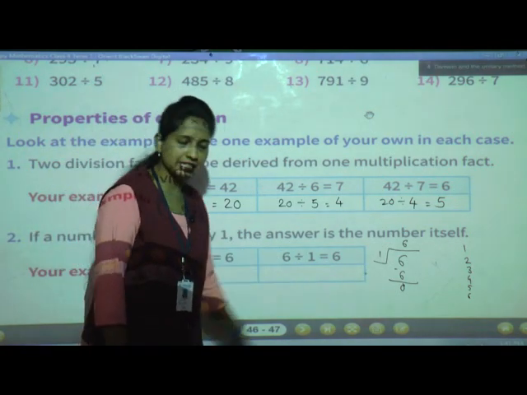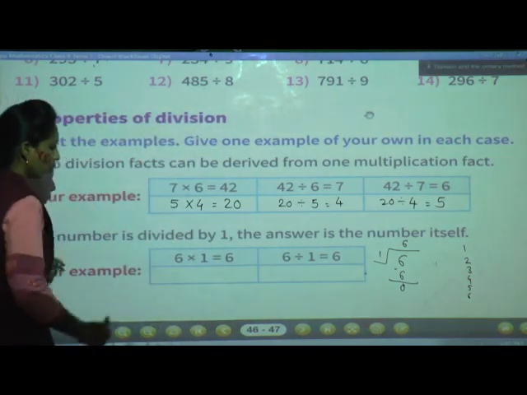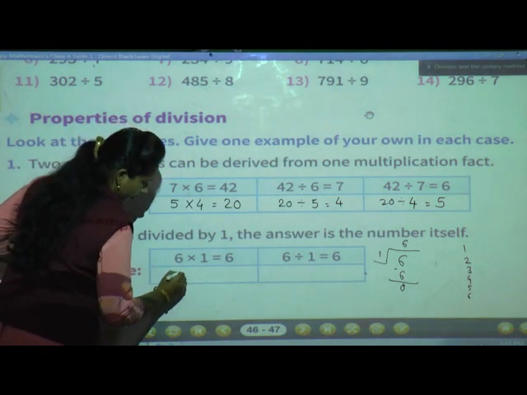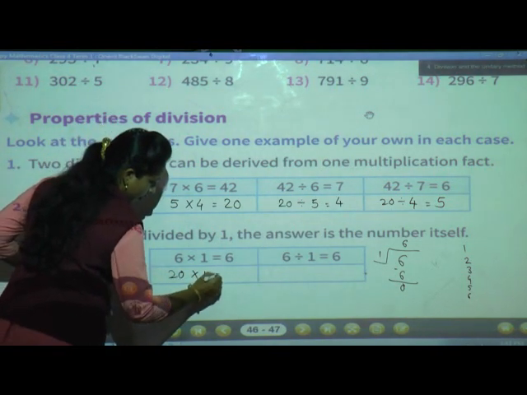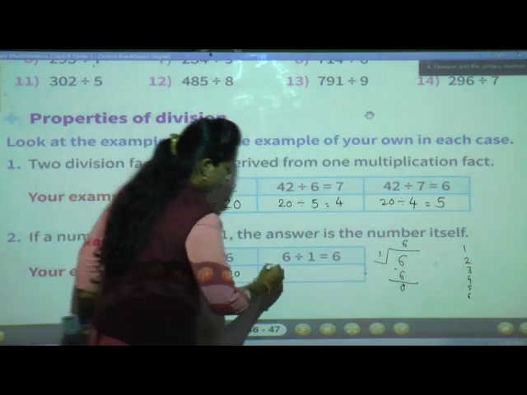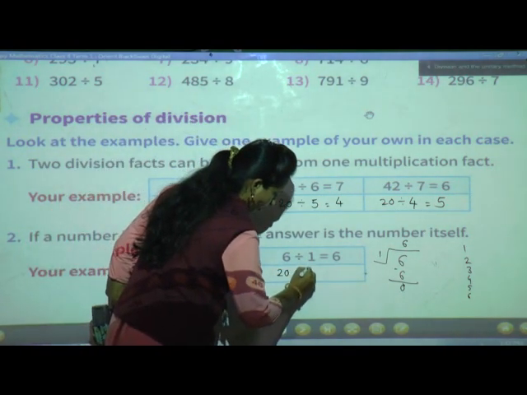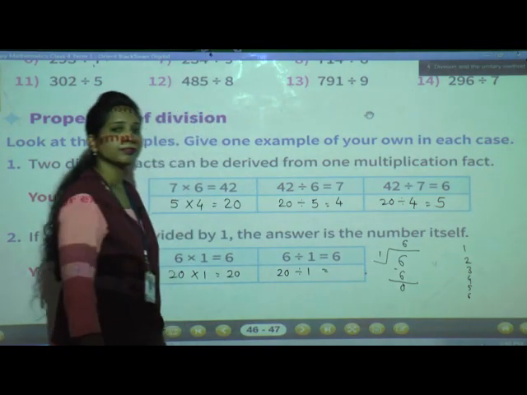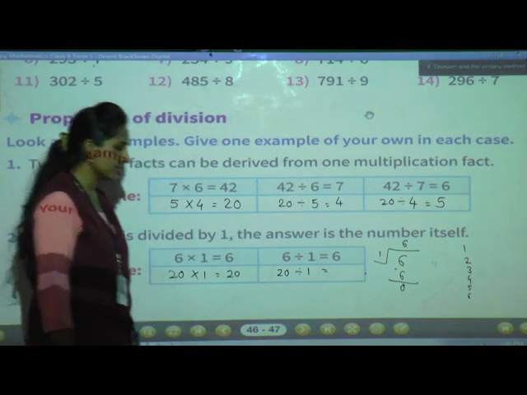Now we will try our own. We will take a 2-digit number with multiplication also. Now 20 ones are 20, isn't it? Now suppose I do 20 divided by 1. What will I get? The same number only, isn't it?